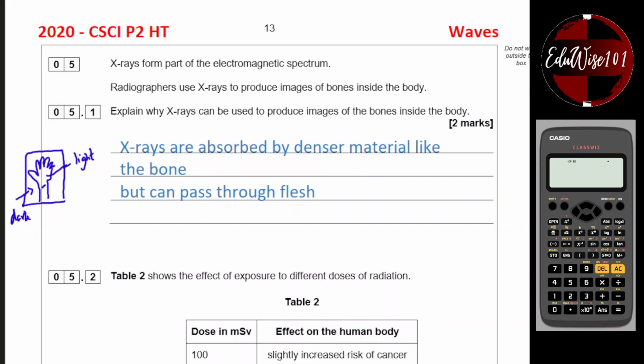So you're not going to see an entire hand, you will just see the bones in the X-ray, rather than the entire hand, like in a photographic film using light.